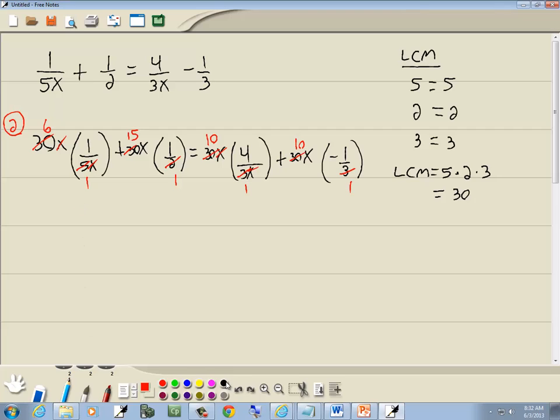Oops, let me change that back to black. We got 6. And here we got 15 with an x. So plus 15x equals 10 times 4 is 40. Positive times a negative is a negative, and that gives us 10x.